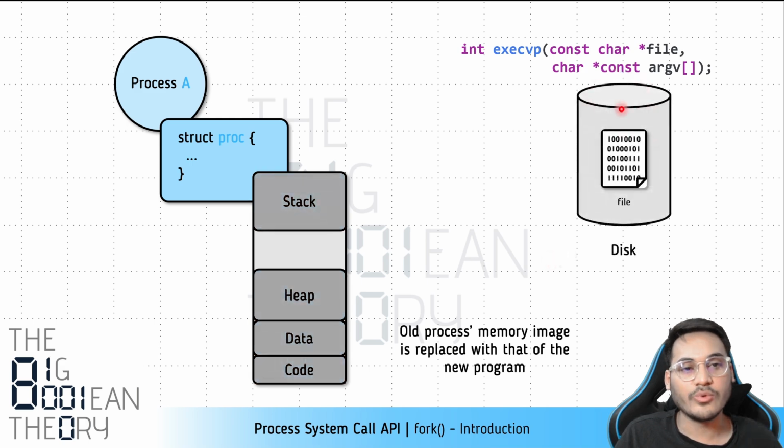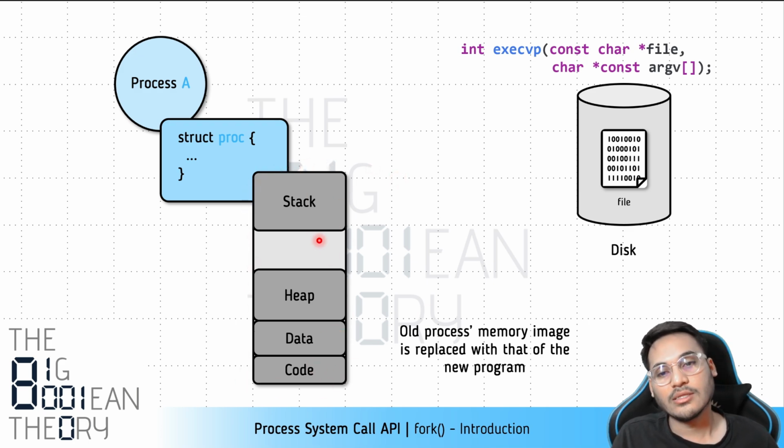So basically this is the program, that is the binary program lying on the disk. This is used to replace the memory image. The code is replaced, the data is replaced, the heap is reinitialized, the stack is also reinitialized with the new arguments. We have the same process, but all of the program is replaced with a new one.